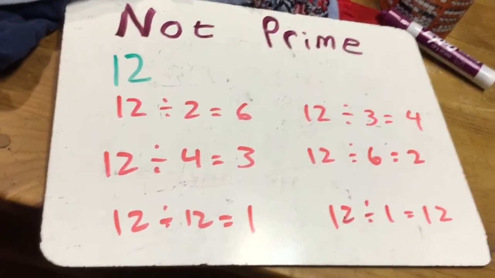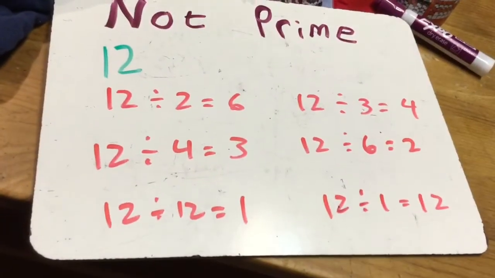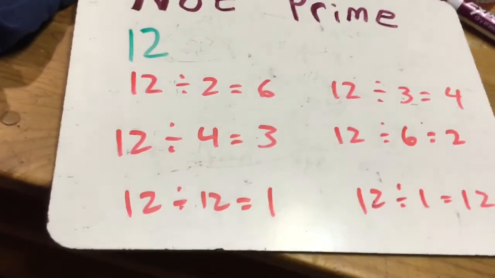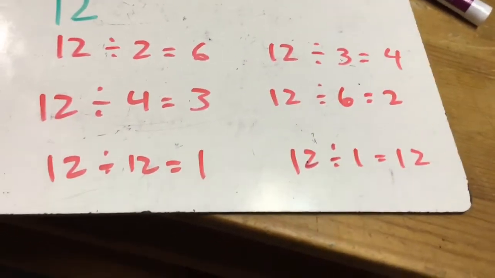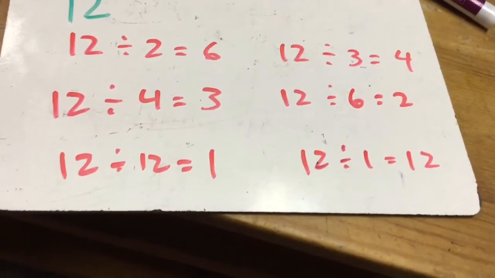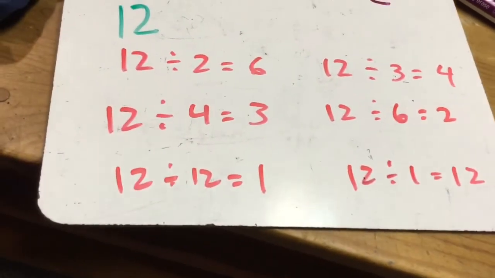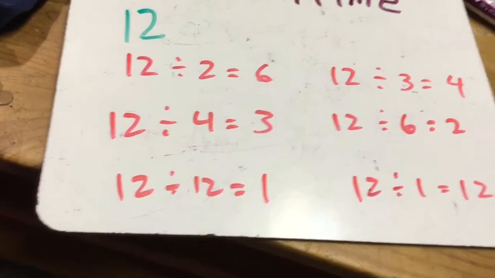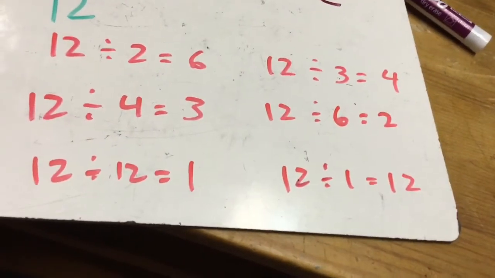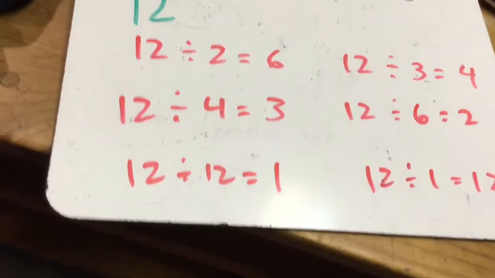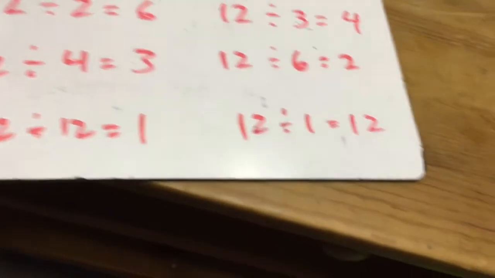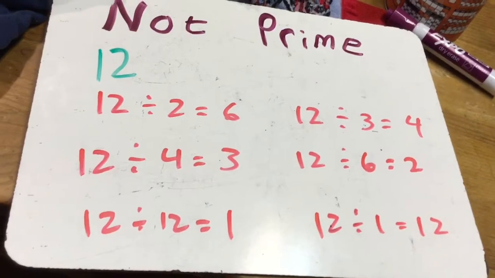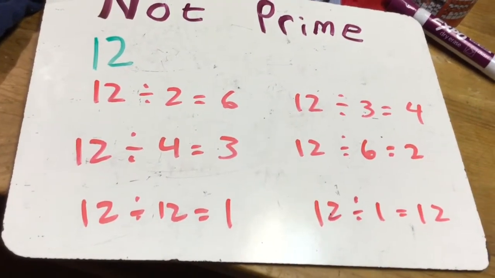Remember, we already know 12 is not prime because I can divide 12 by 2 and get an even 6. I can divide 12 by 3 and come out with an even amount of 4. I can divide 12 by 4 and come out with an even amount of 3, 12 by 6, and come out with an even amount of 2. Yes, I can divide 12 by 12, and I can divide 12 by 1, but the fact I can do it by other numbers is why it's not prime.